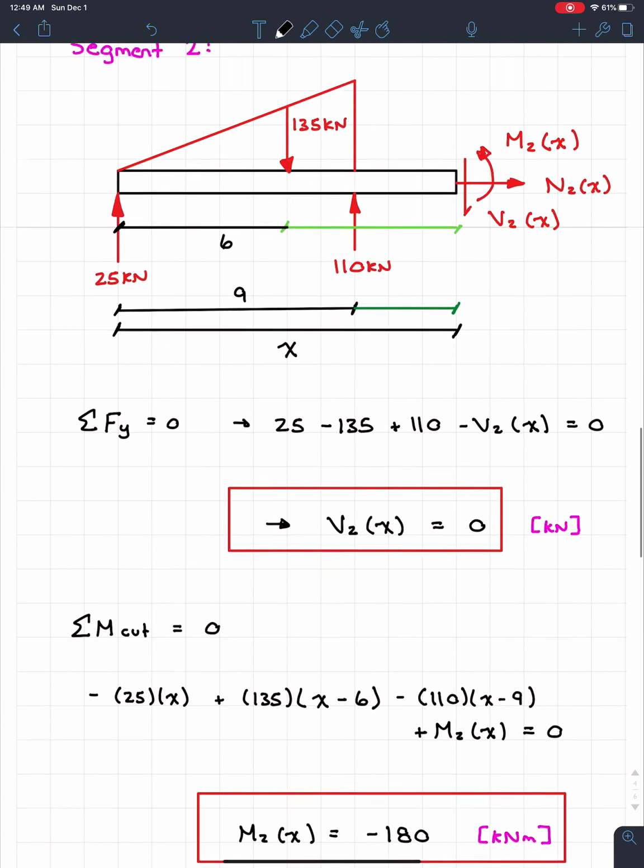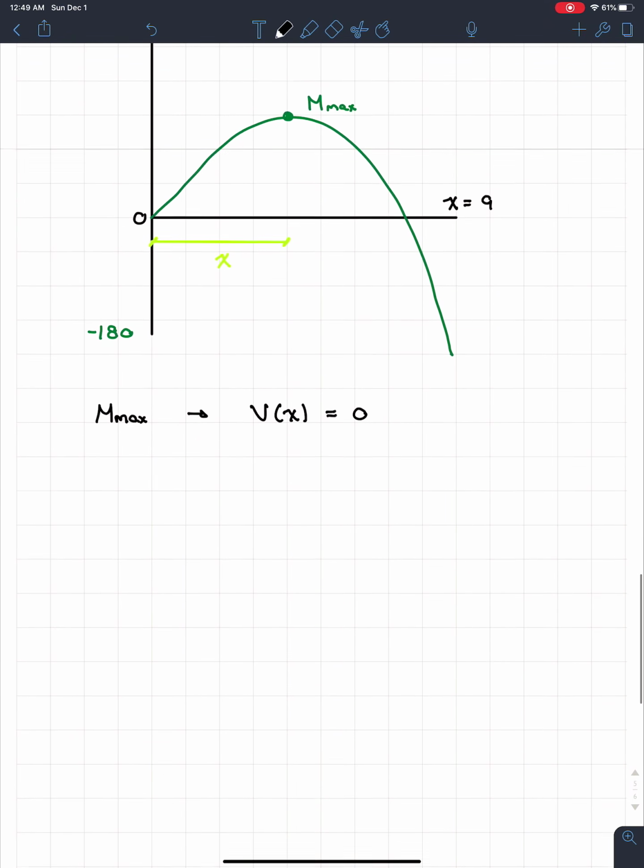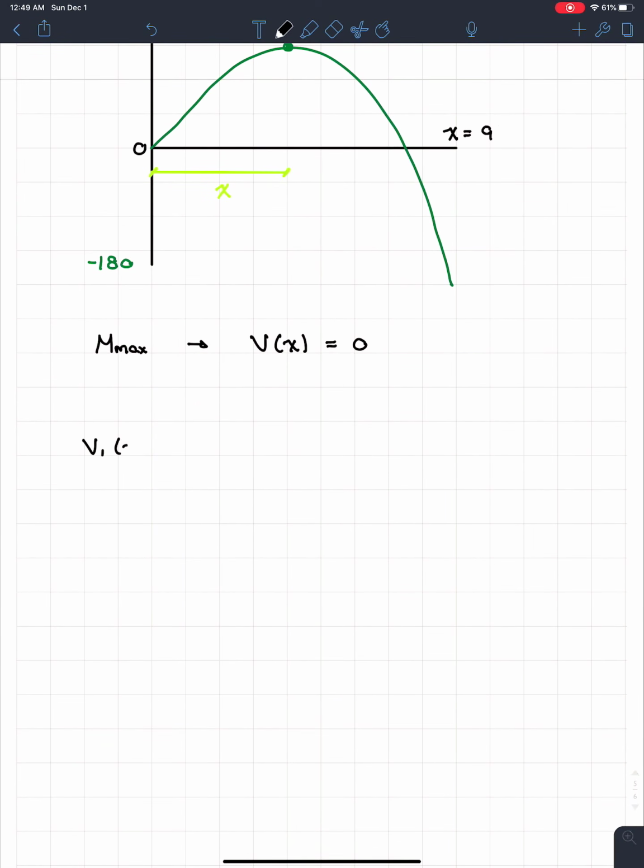So if we set v of x equal to 0, we can find the value x where there's a maximum. Looking at my v1 of x, it's negative 30 over 18 x squared, plus 25. So what we want to do to find x is make this equal to 0. When you solve it, you'll get a value for x of 3.87 meters. Oops, sorry, I was getting too far ahead of myself.